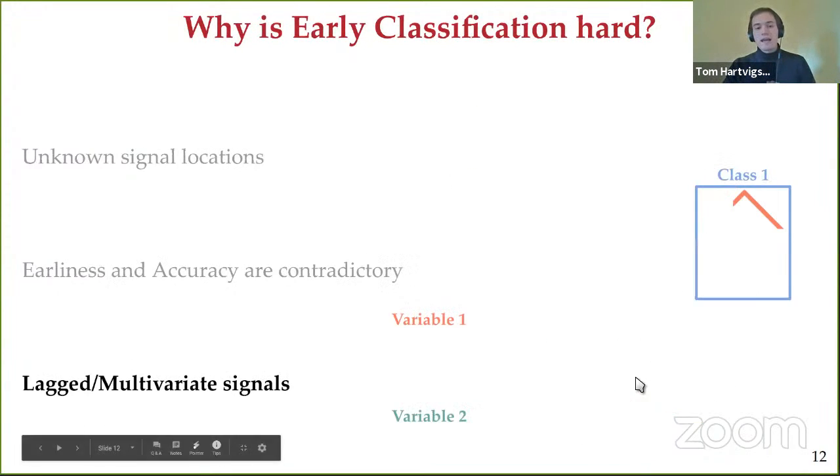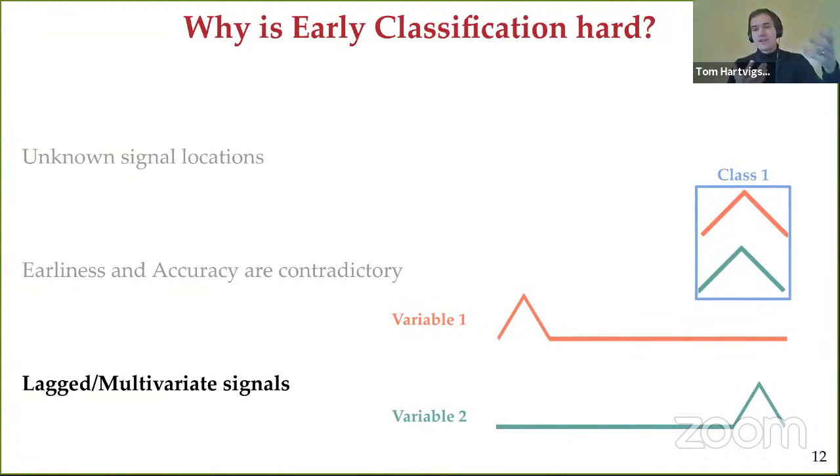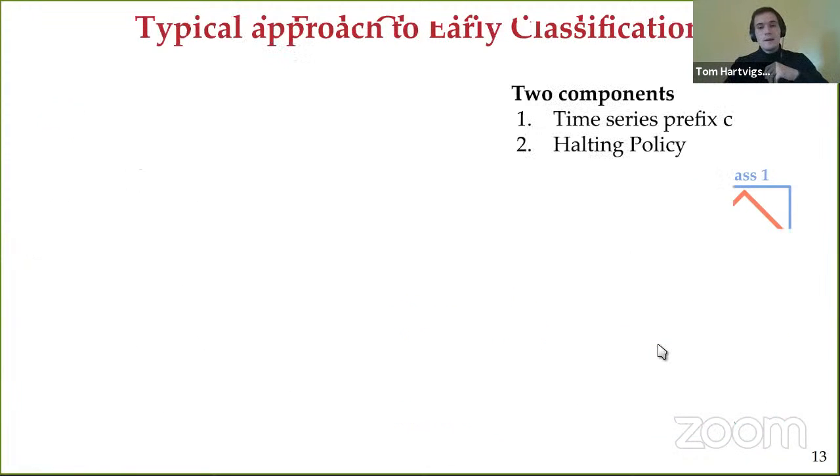And then finally, in the multivariate case, when you have different evidence for your classification task arriving at different times, you have to come up with a model that is able to put together evidence from possibly very different timescales in order to do the classification.